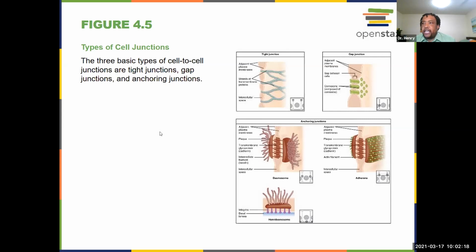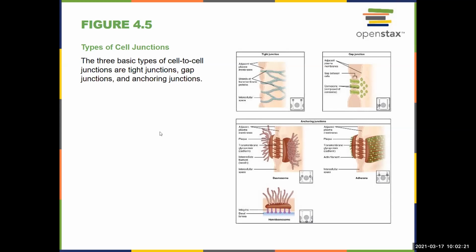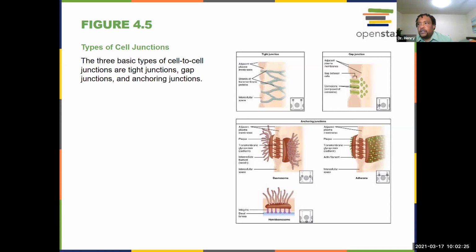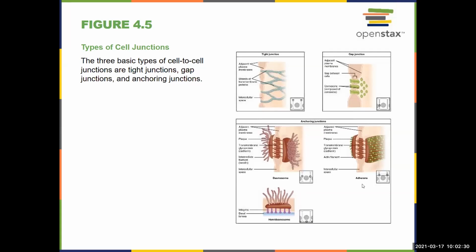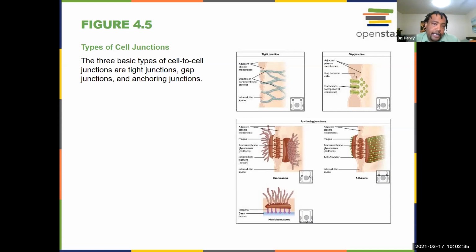And then we have anchoring junctions. Anchoring junctions are where you allow other things to connect to it, okay? So desmosomes are an example of an anchoring junction. Adherens junctions are another type, and adherens are just things that adhere, so these are proteins involved in sticking. And then we have hemidesmosomes, which means they're attached on only one side. So you have one side where these things are connected. You can see them here.